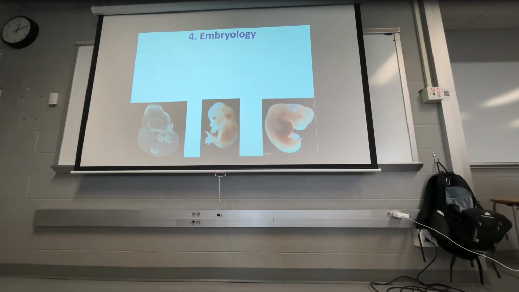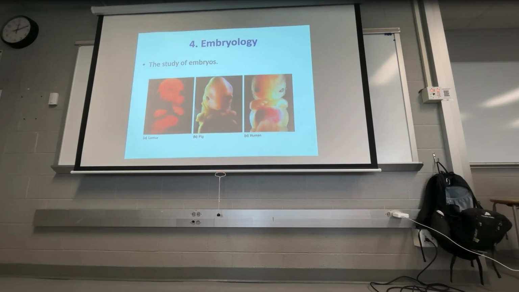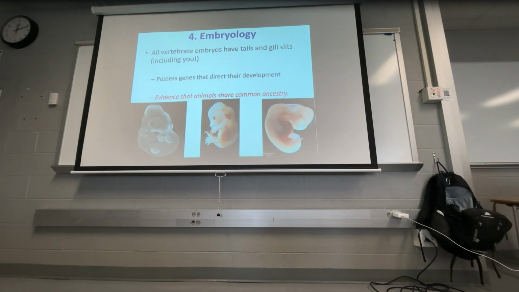terrestrial environment. Also, what you'll notice is, these are three mammals, and at certain stages of development, you wouldn't be able to tell the difference unless you were an expert on embryology between a lemur, a pig, a human, and another animal, because they all look pretty similar during the developmental process. Also, all vertebrates have tails, or most vertebrates have tails, and gill slits. This is a bad term. I don't really like this term. It's a term that a lot of people use.